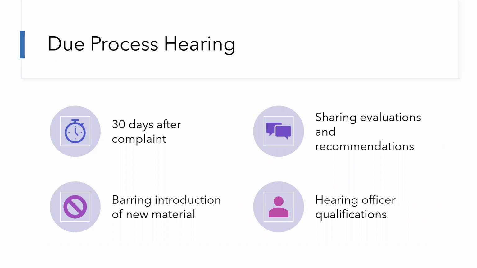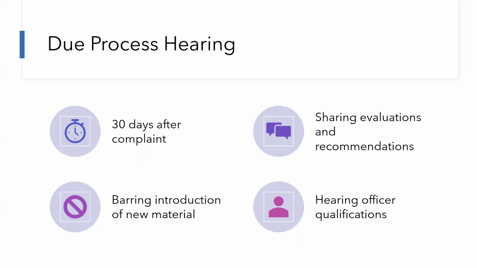If the local educational agency and the parent can't reach resolution within 30 days of the complaint being filed, then due process hearings occur. Both parties have to share any evaluations and recommendations they plan to present with each other at least 5 days prior to this hearing. IDEA gives the hearing officer authority to ban introduction of new materials unless the other party consents. The hearing officer can't be an employee of an educational agency that's involved with the child, and they can't have a personal or professional conflict of interest.